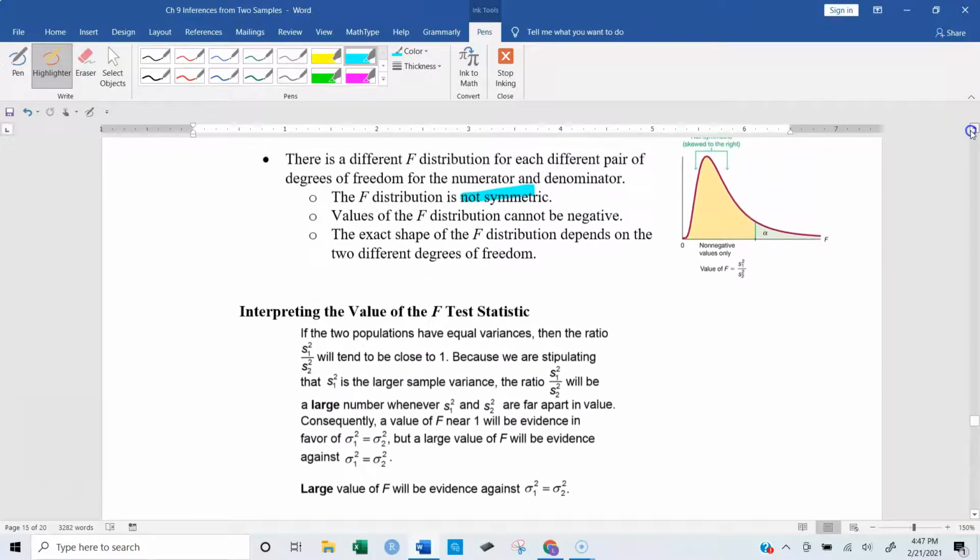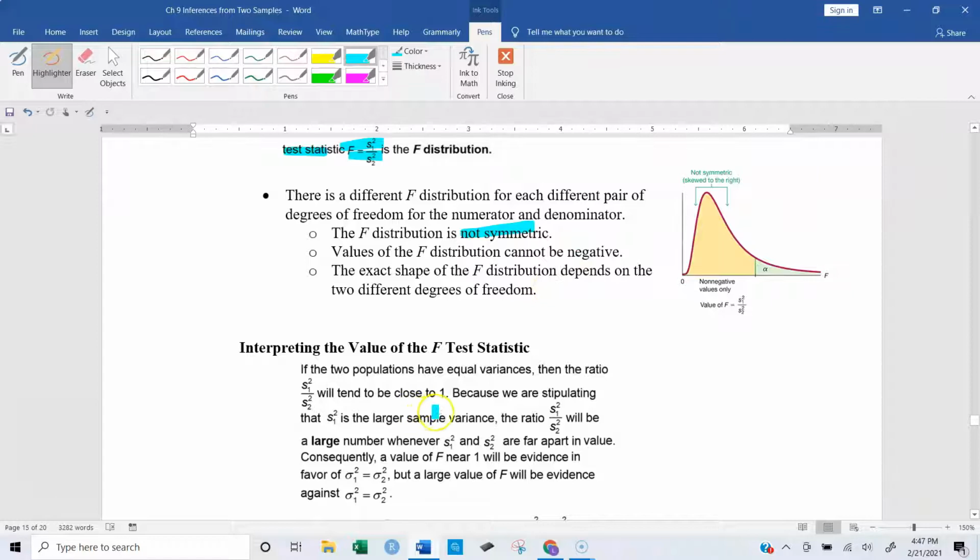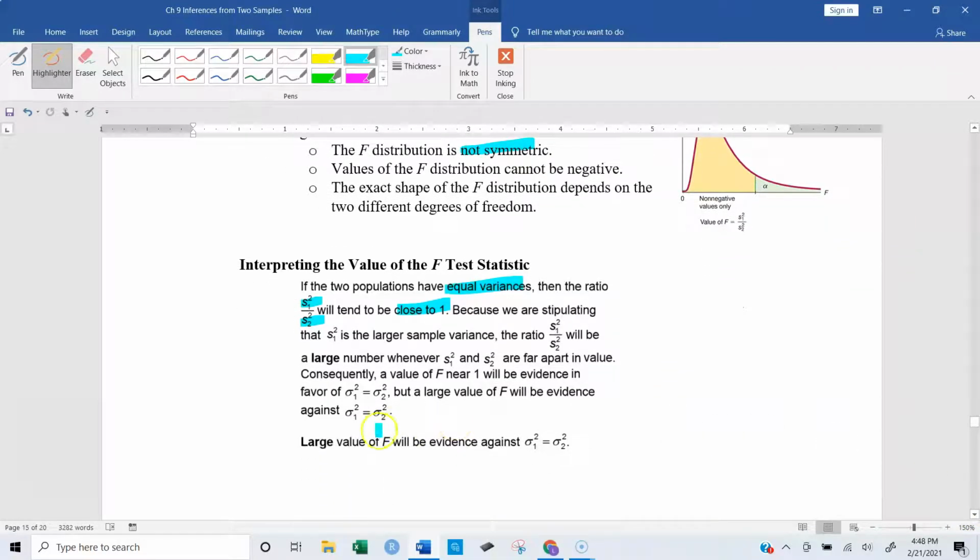Let's get back to where we were. Okay, when we look at this, if the ratio of these two is close to 1, they have equal variances, so we can't reject. When it is not close to 1, then we can reject. So a large value of F will be evidence against the null hypothesis, and we will reject it if that is true.